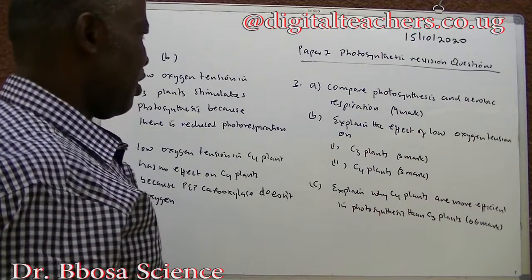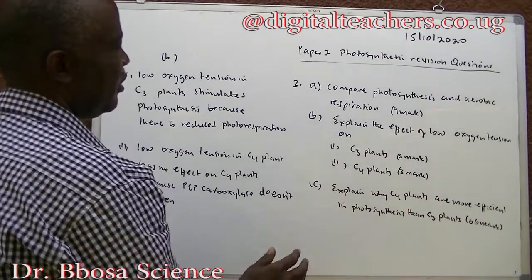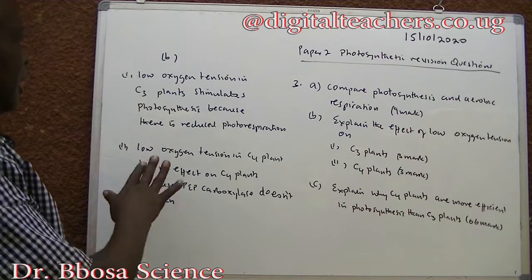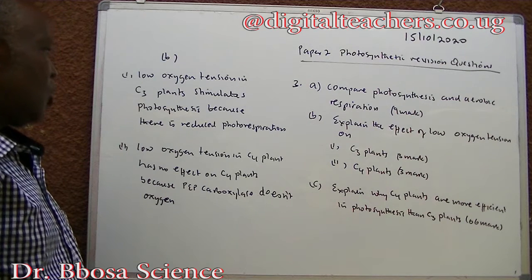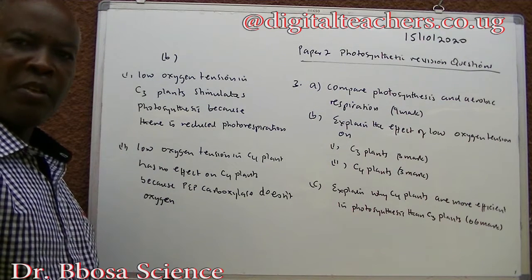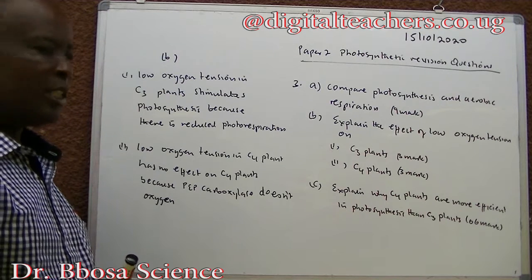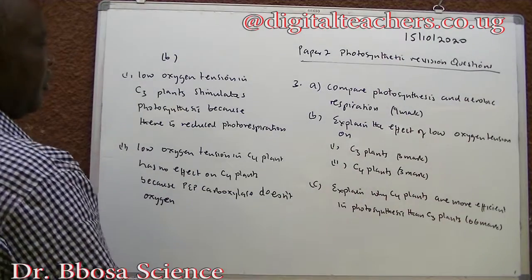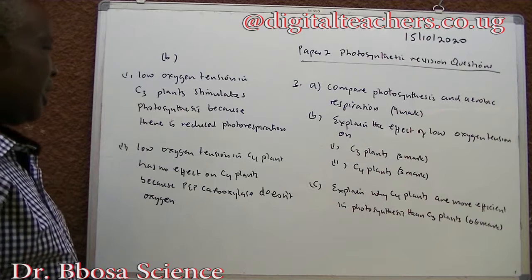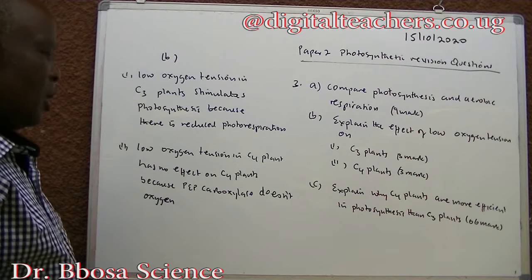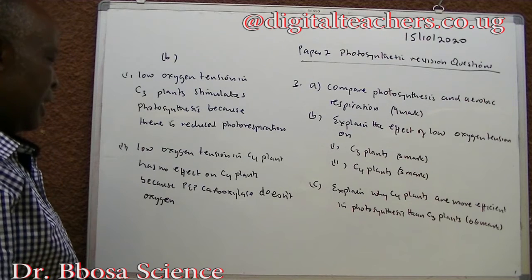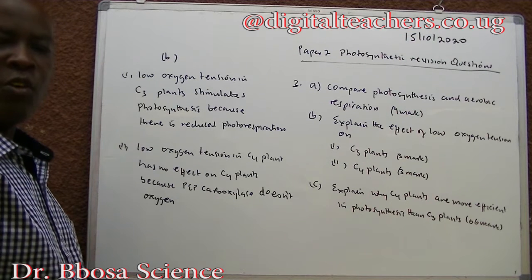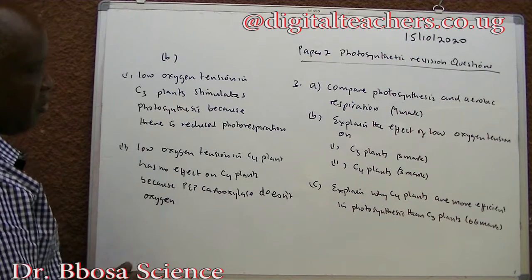B, explain the effect of low oxygen tension on one C3 plant. One, low oxygen tension in the C3 plants stimulates photosynthesis because oxygen does not compete with carbon dioxide for ribulose bisphosphate. Two, on a C4 plant, low oxygen tension has no effect because PEP carboxylase does not accept oxygen. So whether there's a lot of oxygen or little oxygen, there will be no effect.